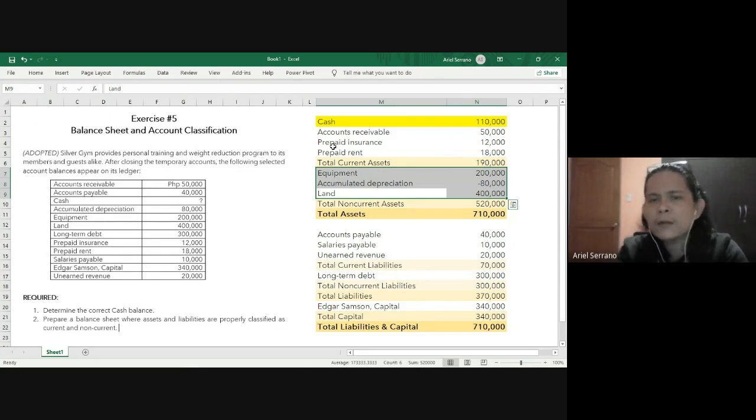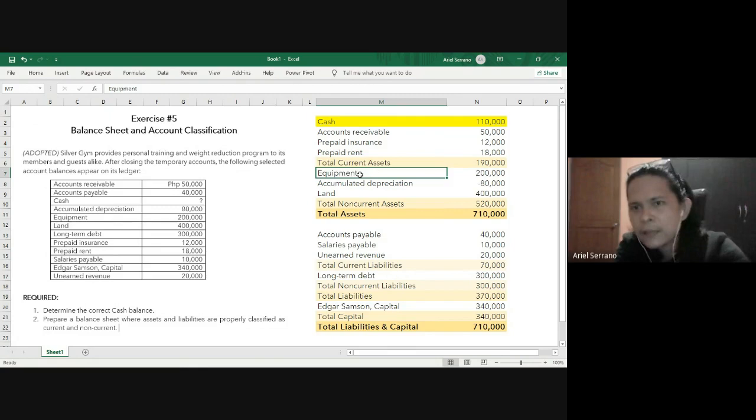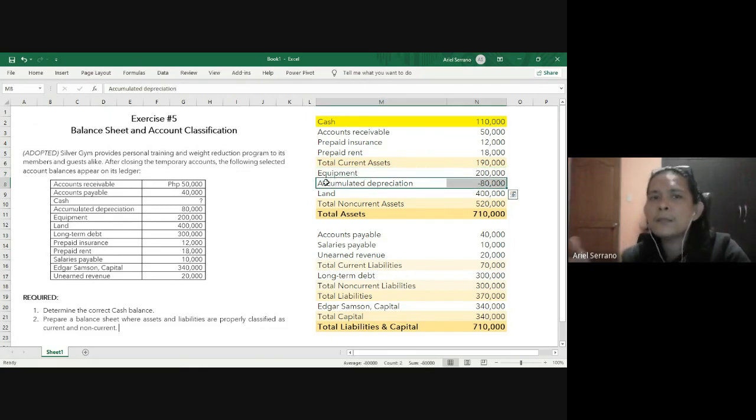But please take note, although in this presentation I provided accumulated depreciation as a separate row, in preparing the financial statements these are usually offset or netted in the equipment. If we present it differently, we can present equipment, net, at 120,000. We will have to remove the accumulated depreciation.